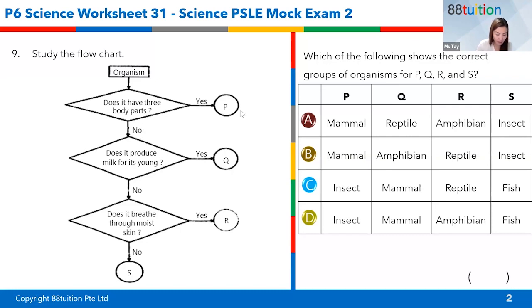So you know that this is an insect, right? There are 3 body parts, so you have the insect. And then what's next? When it's a no, doesn't have 3 body parts, does it produce milk for its young?